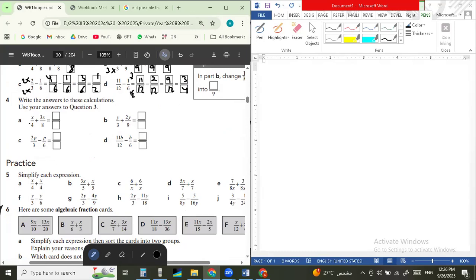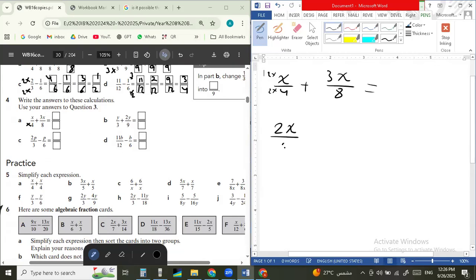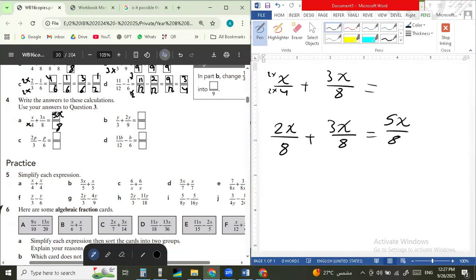Let's take these fractions to the other side here, because we need space. So here, it's x over 4 plus 3x over 8. How can I do this, Mister? I can just simply multiply this by 2 and this by 2. No problem at all. Let's do it. So 2x over 8 plus 3x over 8 equals 5x over 8. That's it. So 5x over 8.